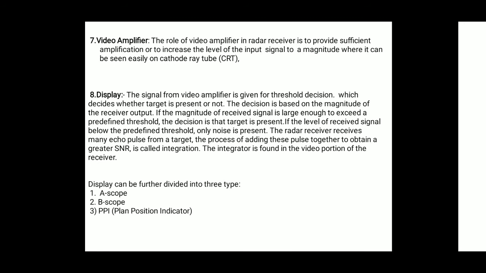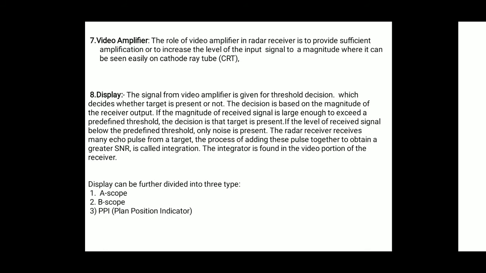Video amplifier. The role of the video amplifier in the radar receiver is to provide sufficient amplification, or to increase the level of the input signal to the magnitude where it can be seen easily on a cathode ray tube display. The signal from the video amplifier is given to the threshold decision, which decides whether a target is present or not. The decision is based on the magnitude of the received output.